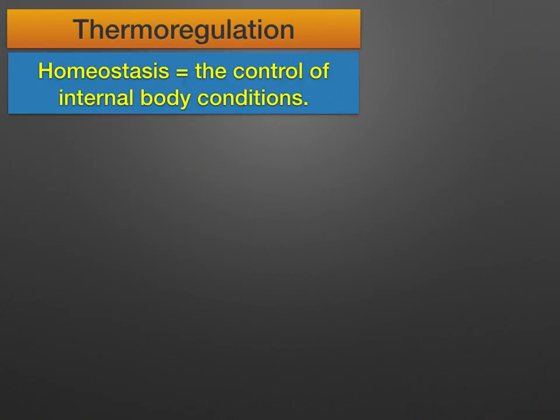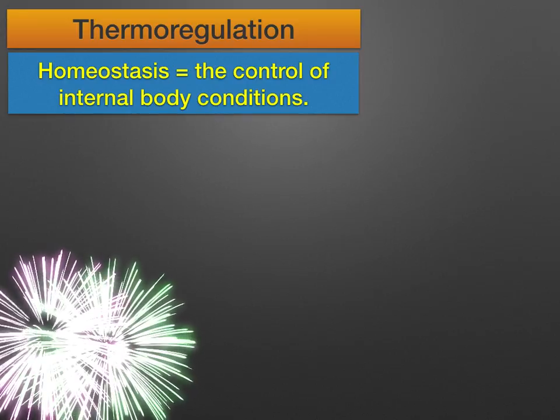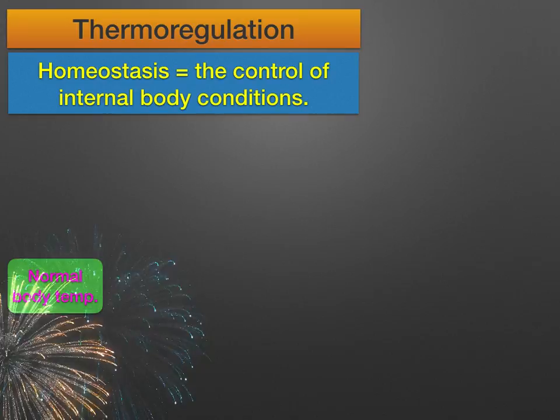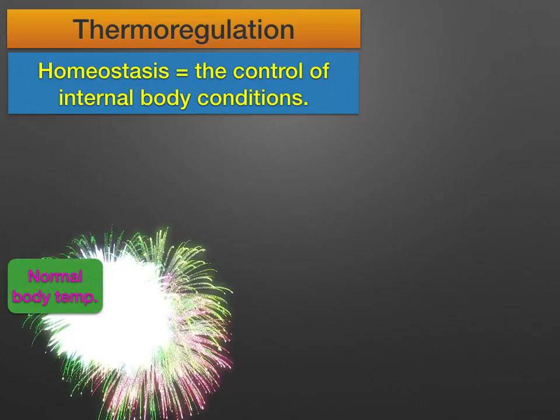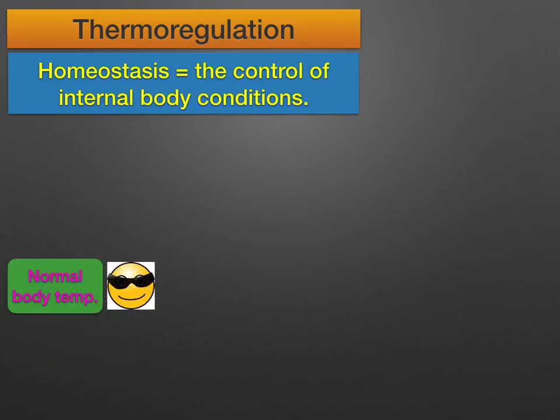The next example we're going to look at is thermoregulation, which is the control of internal body temperature. This is part of homeostasis, which is the wider field of controlling internal body conditions. So again, we start off with normal. Normal body temperature in humans is around 37 to 37.5 degrees.